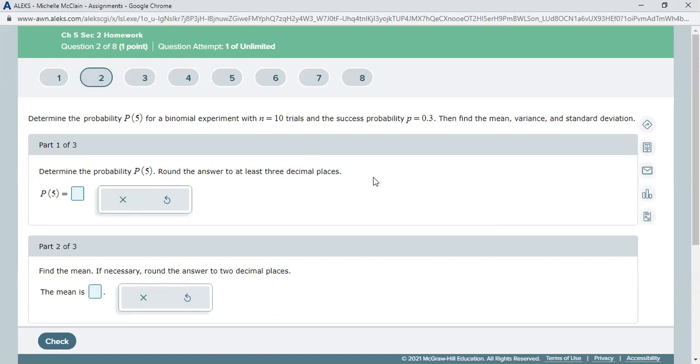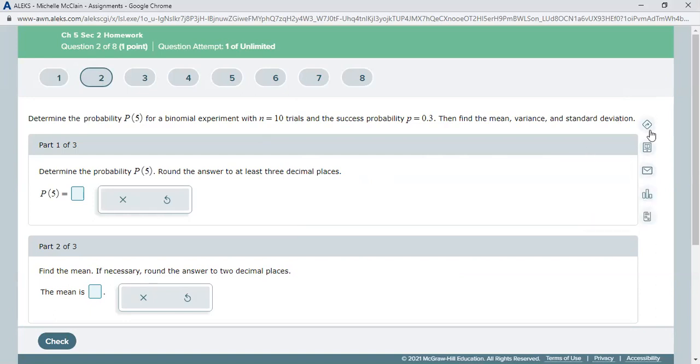I want to let you know that 5 is going to equal x, so you might want to jot this down. x is equal to 5, n is 10, and p is 0.3. All of that is coming from our problem.